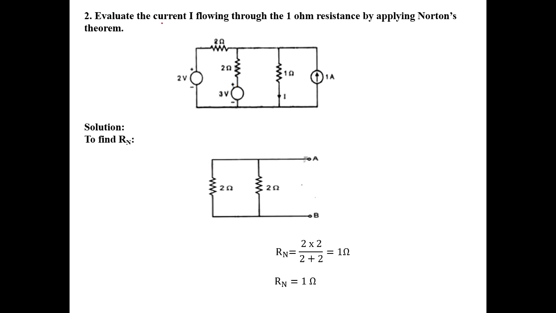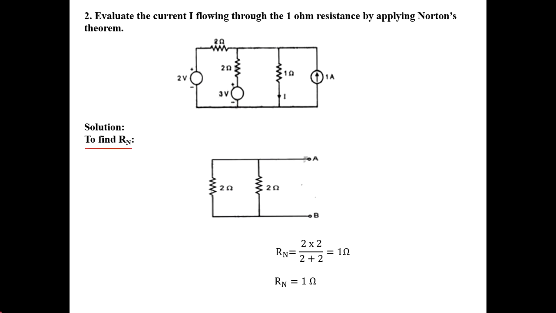Evaluate the current I flowing through the 1 ohm resistance by applying Norton's theorem. We have to find the current flowing through this 1 ohm resistor. Let us consider this 1 ohm resistor as the load resistance, because we have to find the current flowing through this 1 ohm resistor. For Norton's theorem, first we have to find the R Norton.